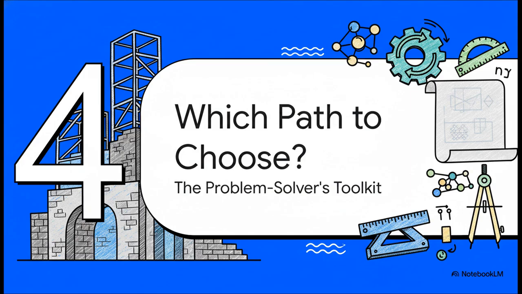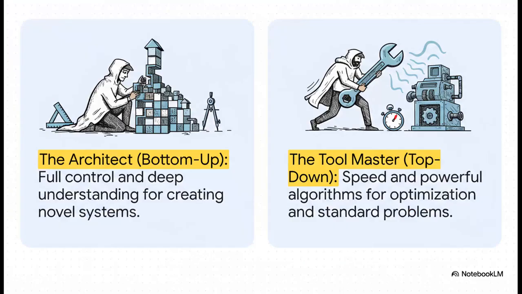So, here we are. We have the architect, who builds from the ground up, and we have the tool master, who leverages these amazing existing systems. So which path is better? Which one should you choose? Well, the real answer is it totally depends on the job. The architect's bottom-up path gives you absolute control and a really deep understanding of the mechanics. That's perfect for creating something brand new or for doing deep research. On the other hand, the tool master's top-down path gives you incredible speed and access to these powerful algorithms, which makes it ideal for more standard problems or for optimizing something that already exists.